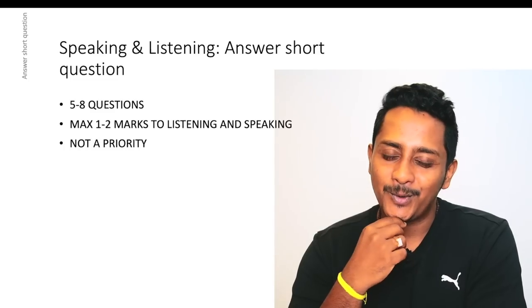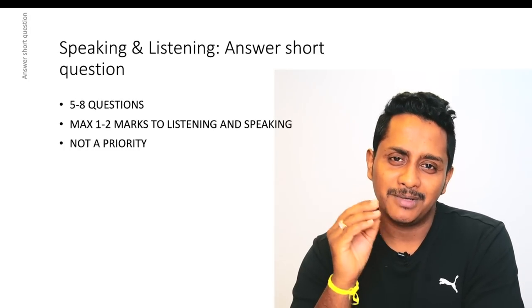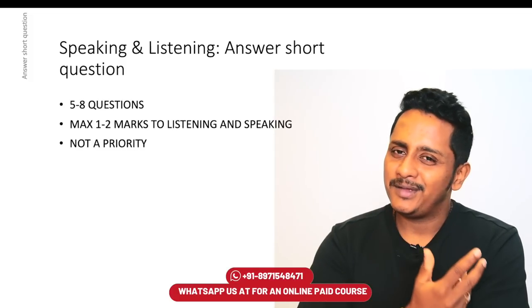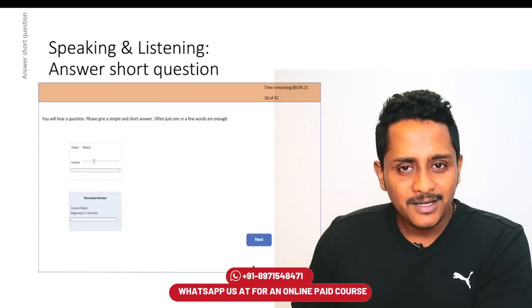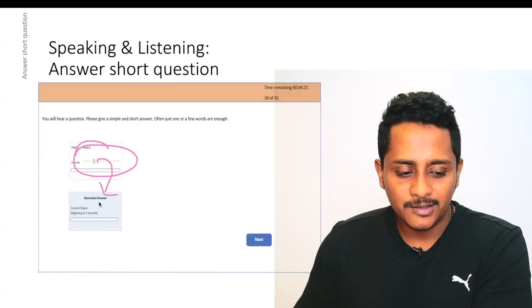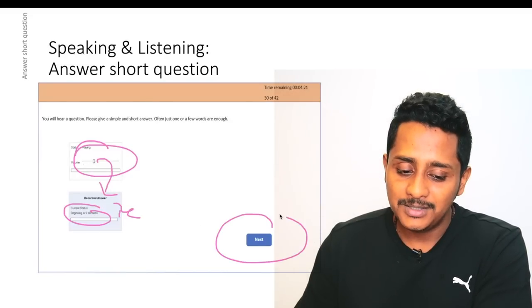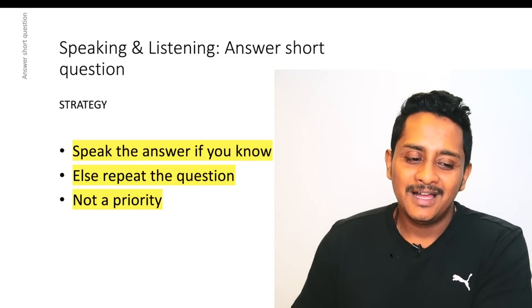Answer short questions. 5 to 8 questions will be there. Max 1 or 2 marks, it may contribute to listening and speaking. Even if you skip this, you will get 90. We have tried that. Not a priority. Something like this will be there. They play an audio, and then once it says recording, a beep sound will be there. Then you start speaking. Once done, click the next button immediately.